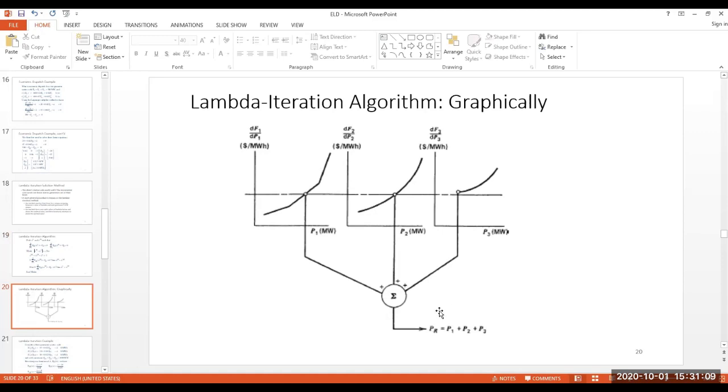Okay, so I will stop my sliding whenever P1 plus P2 plus P3 is exactly equal to P demand, or PR according to this diagram. So I'm going to slide. If I go up, I have to go up here also, and here also. So you see, accordingly my P1, P2, P3 are also varying. Do you get the point? So this is the graphical explanation of the lambda iteration algorithm.